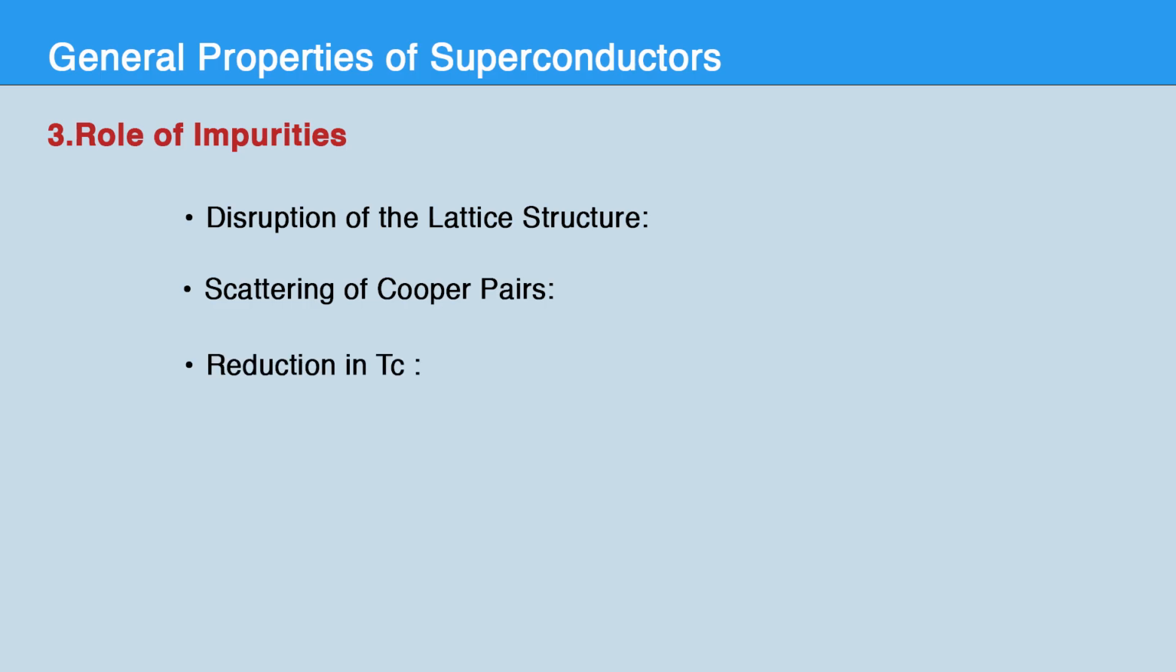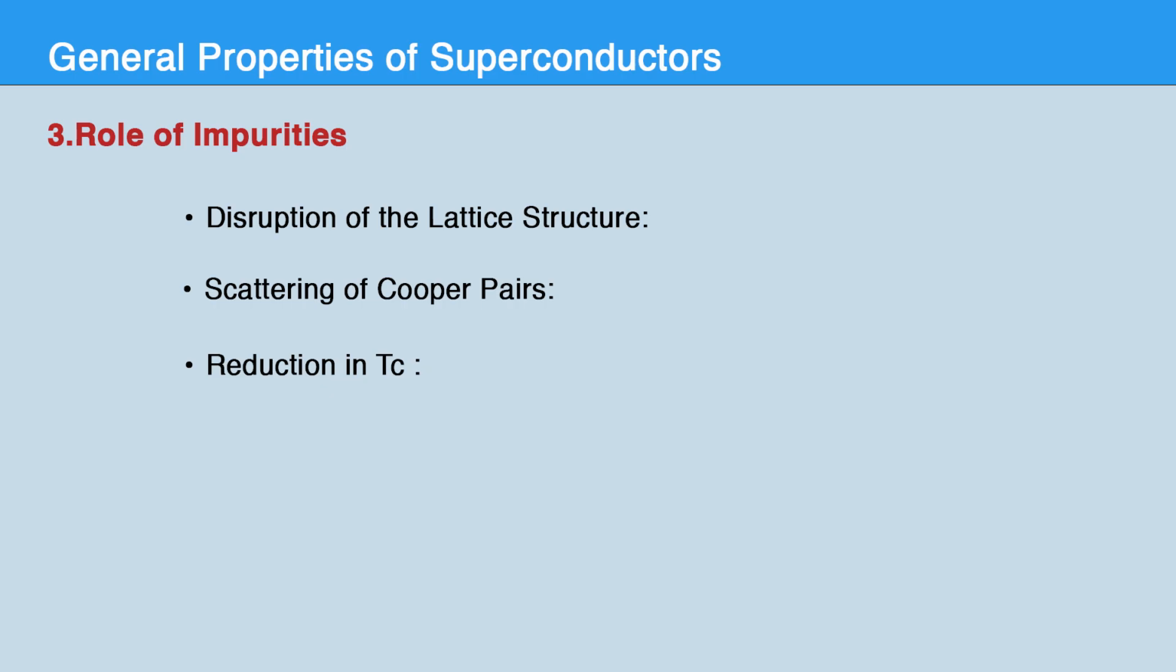Reduction of critical temperature. A primary observed effect of impurities is a decrease in the critical temperature. This is because the lattice disruption and scattering cause a reduction in the density of states at the Fermi level and alter the electron phonon coupling, which is crucial for superconductivity. The higher the concentration of impurities, the more pronounced this effect becomes.